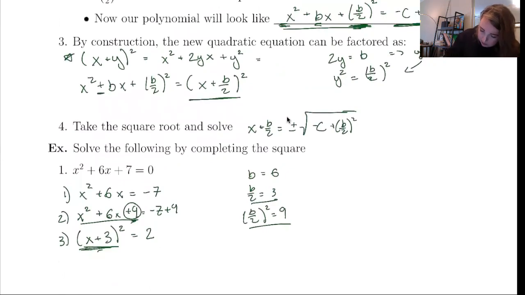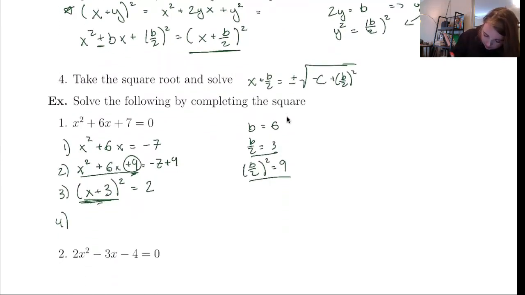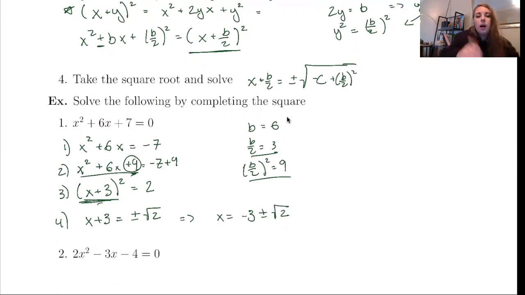Okay, so great. I'm now going to take the square root so that I have x plus 3 equals plus or minus the square root of 2, which then tells me that x equals negative 3 plus or minus the square root of 2. We wouldn't have been able to figure that out any other way. I wouldn't be able to factor and know one of the factors is going to be, no. So that's why completing the square is useful.